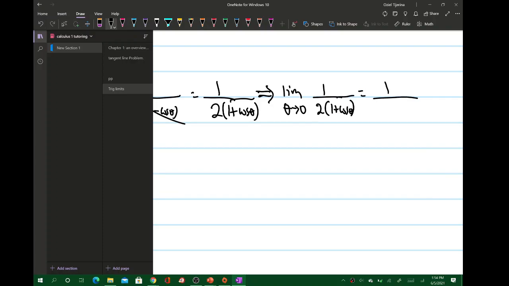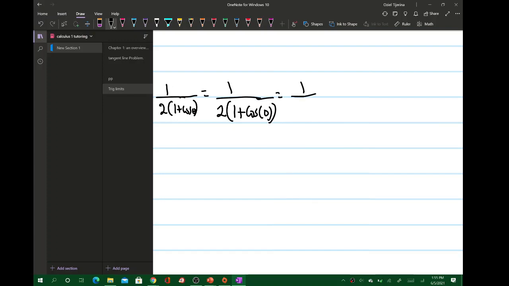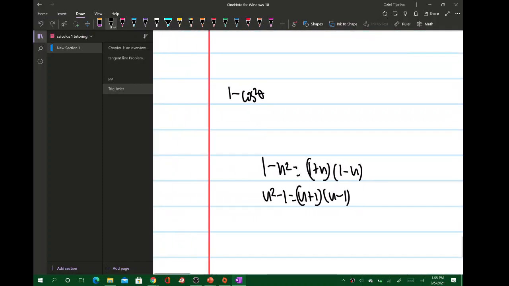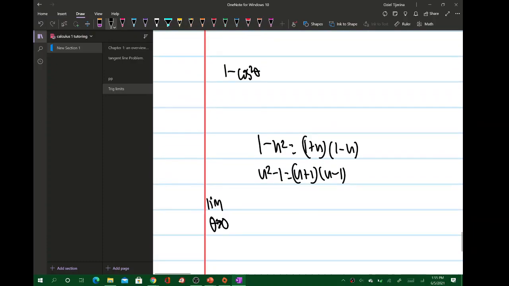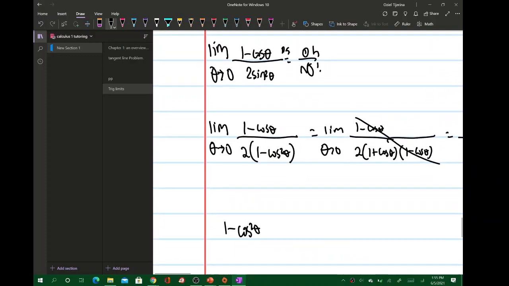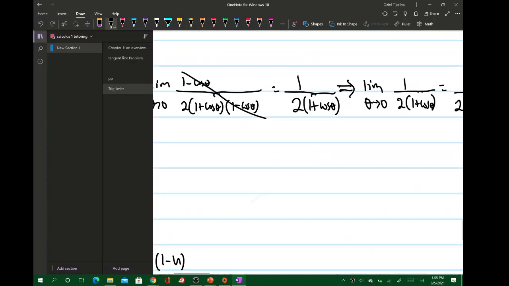is equal to 1 over 2 times (1 plus cosine of 0), which is equal to 1 over 2 times (1 plus 1), which is 1 over 2 times 2, which is equal to 1/4. So the limit as theta approaches 0 of (1 minus cosine theta) over (2 sine squared theta) equals 1/4.